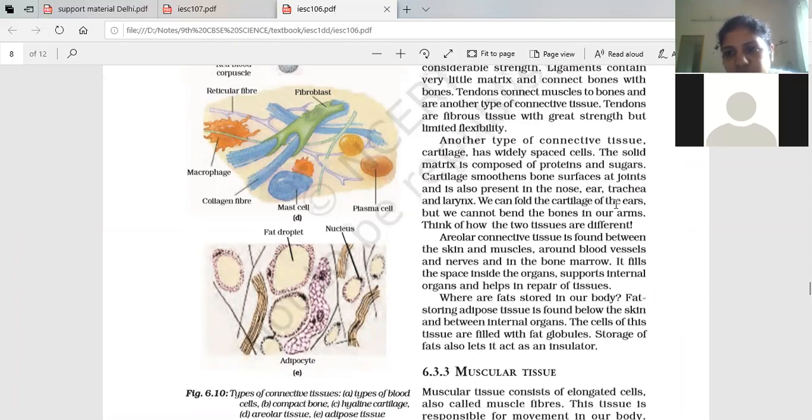Ma'am, it is written that adipose tissues provide insulation, so the people who have obesity will feel less cold. They have more adipose tissues, so they will feel less cold. Yes, the temperature is more because more insulation is done.